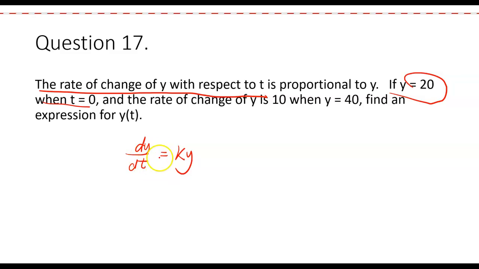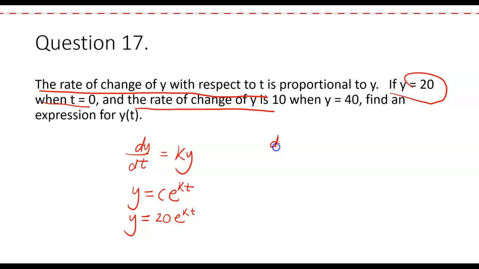So we know that this is the nice normal form. So instead of separating the variables and integrating, we could just jump right into the general solution. It's going to have that as a form. And they're telling us the starting amount is 20 when t equals 0. So that means that c equals 20. Now they say the rate of change of y with respect to t is 10 when y equals 40.